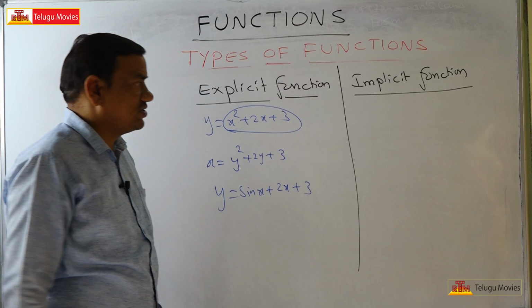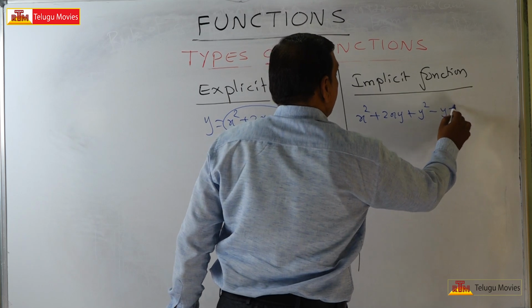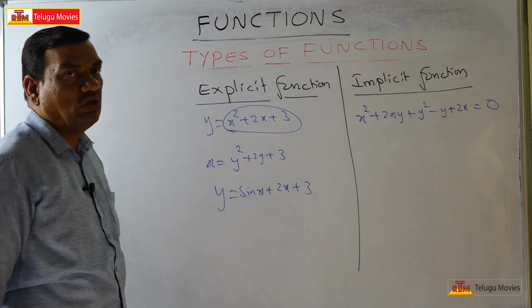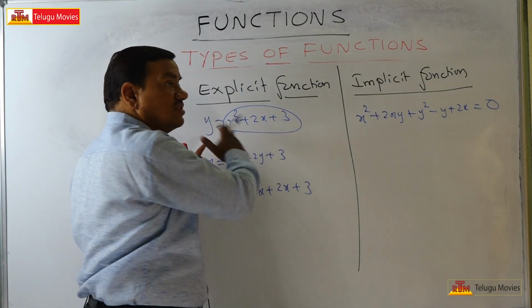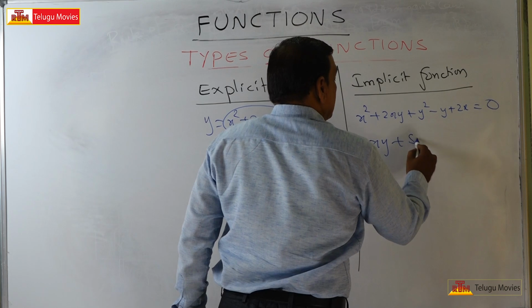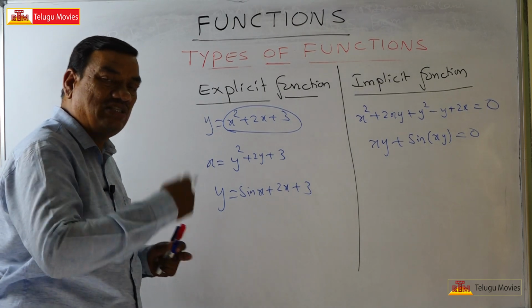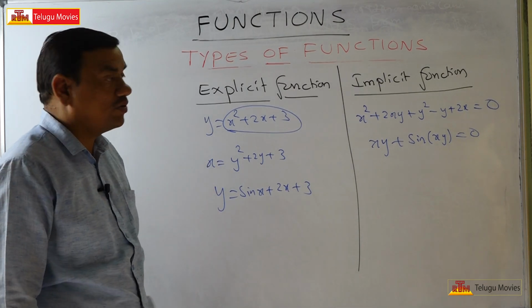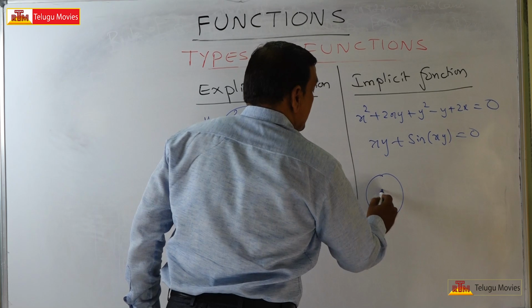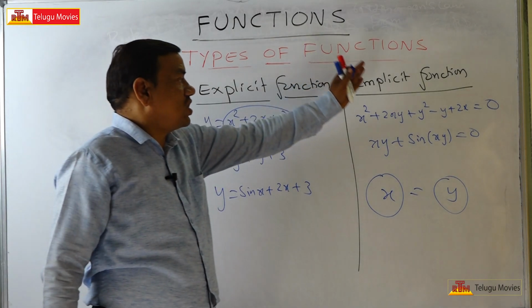If you are able to separate x and y, then they become an explicit function. Quite the opposite is an implicit function. For example, x square plus 2xy plus y square minus y plus 2x is equal to 0. Can you separate x and y separately? No, you cannot write that equation as y is equal to or x is equal to. For example, xy plus sin of xy is equal to 0. Can you write it as x is equal to or y is equal to? No, you cannot write it down. Such types of functions are implicit functions, if you are unable to express one side x and another side y.